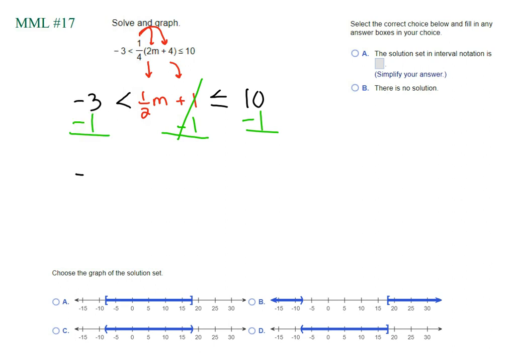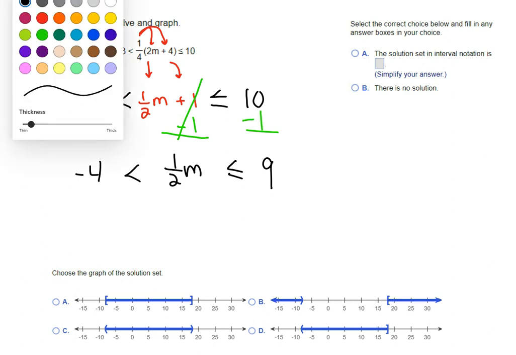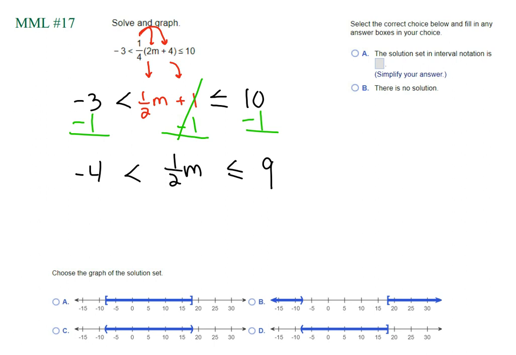And so I'll get -4 is less than, you still have the 1/2 m in the middle, and 10 minus 1 is 9. And now I need to get rid of the 1/2. Well, to get rid of a fraction, you usually just multiply through by the common denominator, and since the denominator is just a 2, all I have to do is multiply by 2. But I have to multiply the right end and the left end by 2 also.